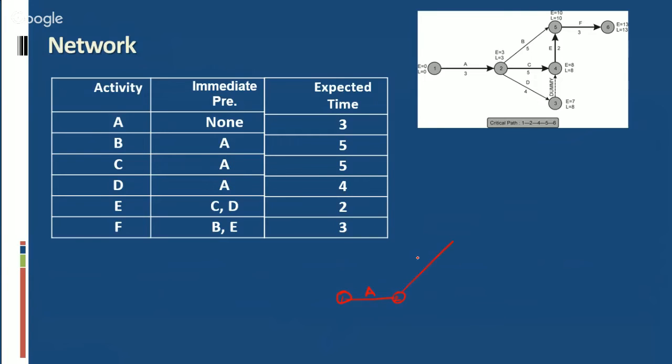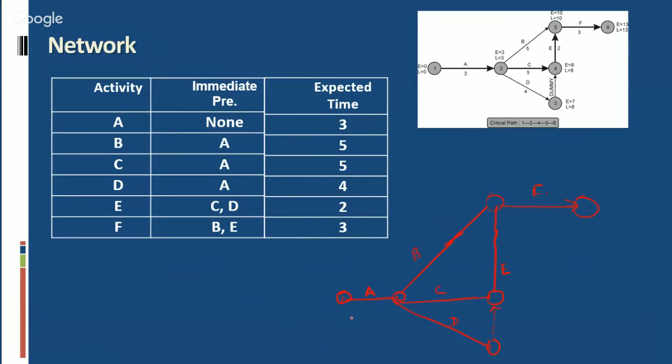Accordingly, we will draw B, C, and D. And after this, E. For E, the preceding activities are C and D. Here we have to introduce a dummy to get E. And for F, the preceding activities are B and E. It means this is F.